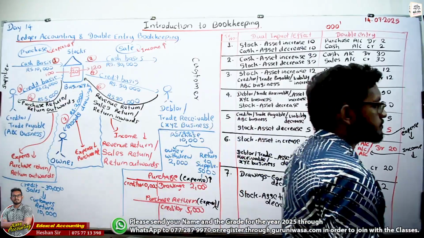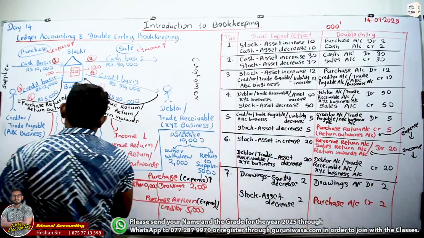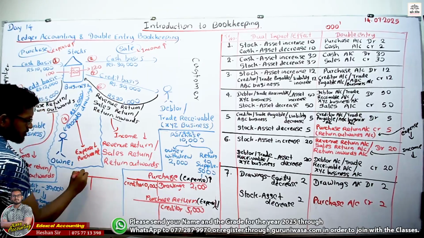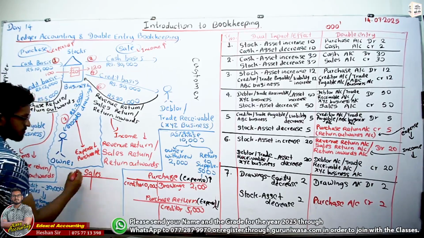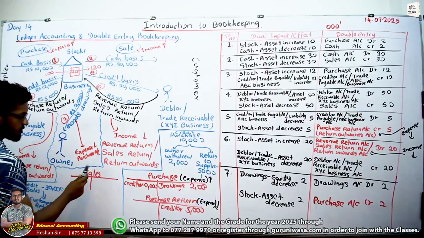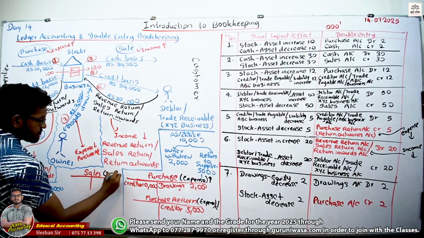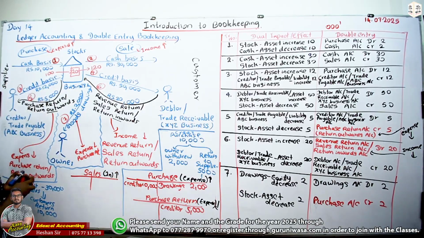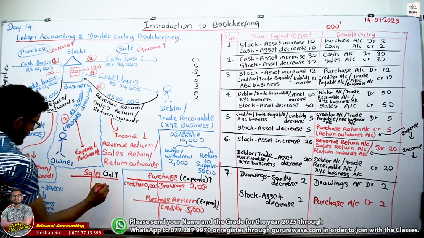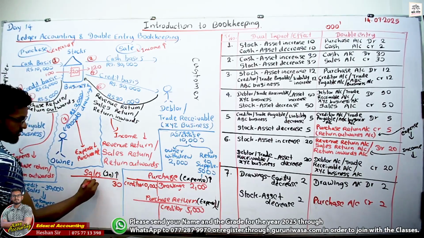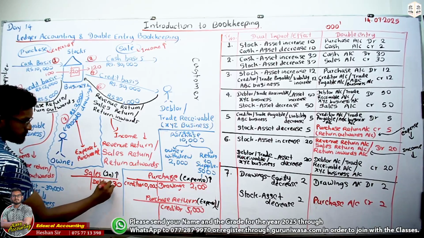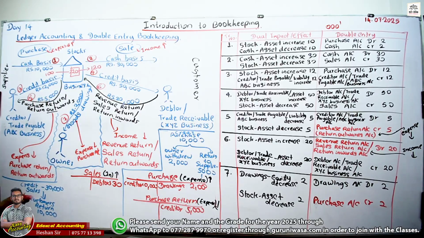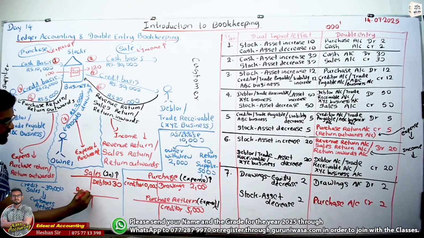Now, how do we record? Sales is an income increase account. When we sell 30,000, we write it as debtors. Understand? When the customer is returning, we can't write it in the sales account. We open a new account called the revenue return account.